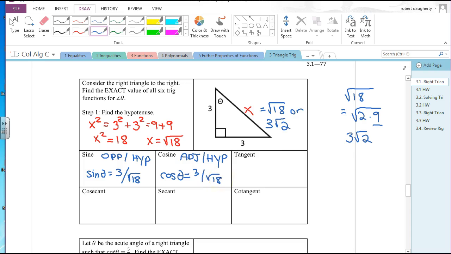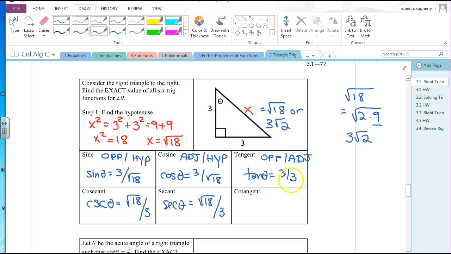The cosecant is the reciprocal of the sine. So what's the cosecant? Square root of 18 over 3. The secant is the reciprocal of the cosine. So the secant of theta is square root of 18 over 3. What's the definition of tangent? Yeah, opposite over adjacent. So the tangent of theta is what? 3 over 3, which is 1. What's the cotangent? 1. Okay, so the cotangent of theta will also be 1.